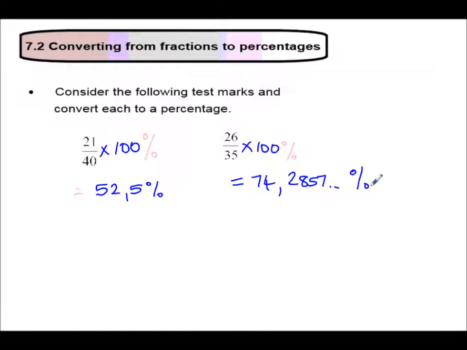Your unit is a percentage. Go back to the question and see how many places you have to round off to. In this case, it's a test mark, so we're going to round off to 1 decimal place. We look at the neighbor. It is above 5, so rounded off will be 74,3%.